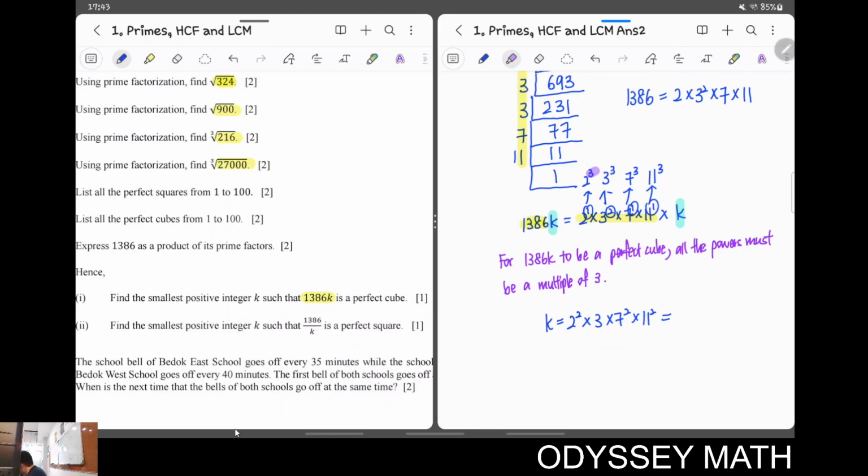Okay, the objective is to get all the powers here to be a multiple of 3. So that is how we do it. And k here, you need to evaluate it out. It will be 71148. Got it?